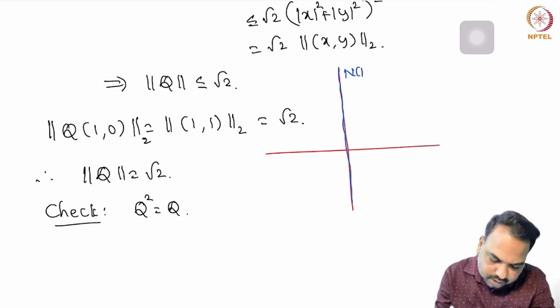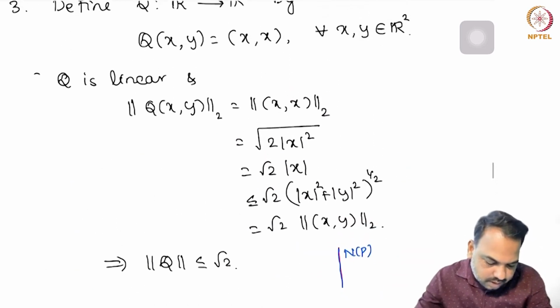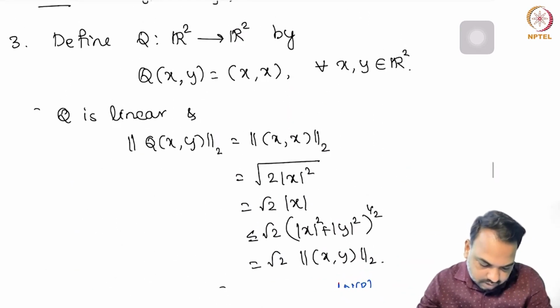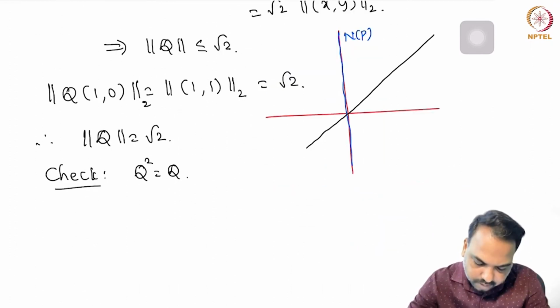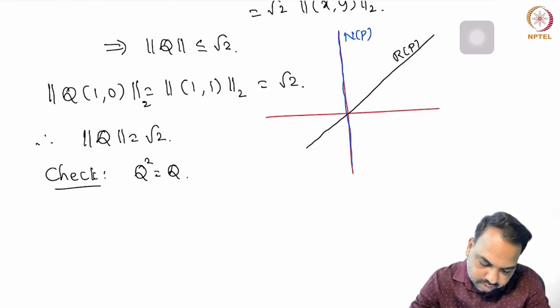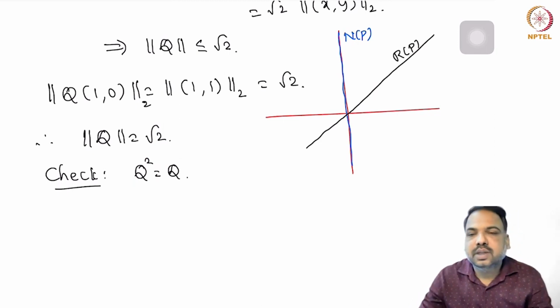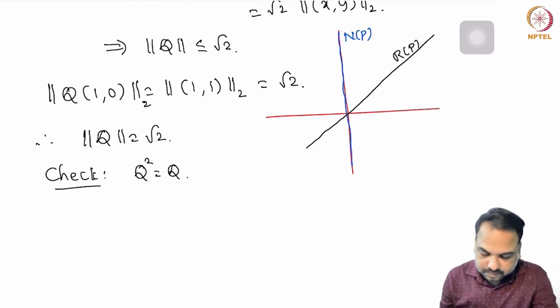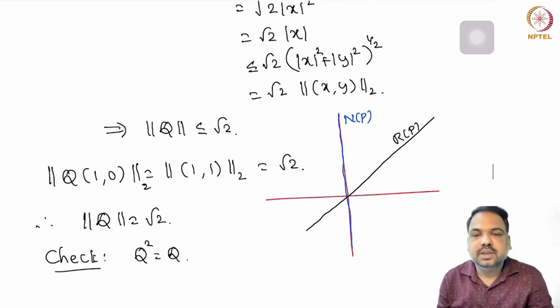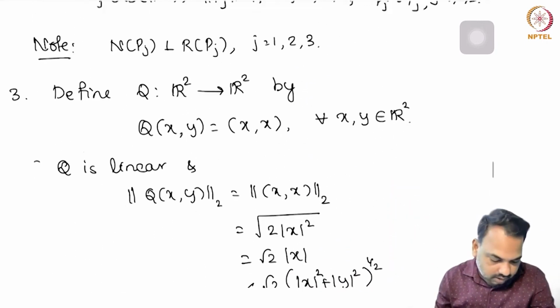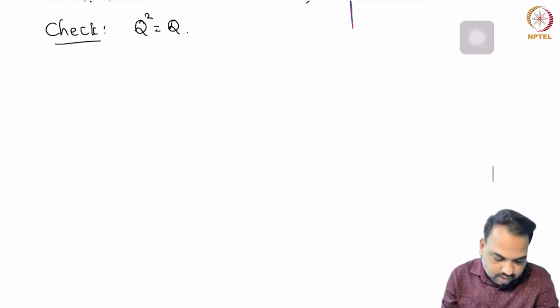So this is the null space, and the range space is the line y equal to x. This is the range of P. So the null space of P and the range of P are not orthogonal, but this is a projection. So in general, for a projection, the null space and range space need not be orthogonal. Okay, so let us look at some important observations about projections.